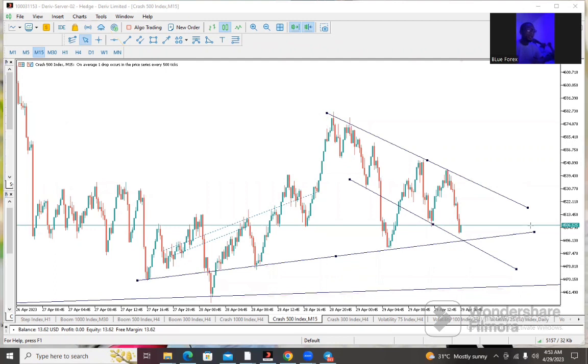Something like this. It is indicating to you that if the market breaks this side, it's going to go up, and if it breaks this side, it's going to go down.